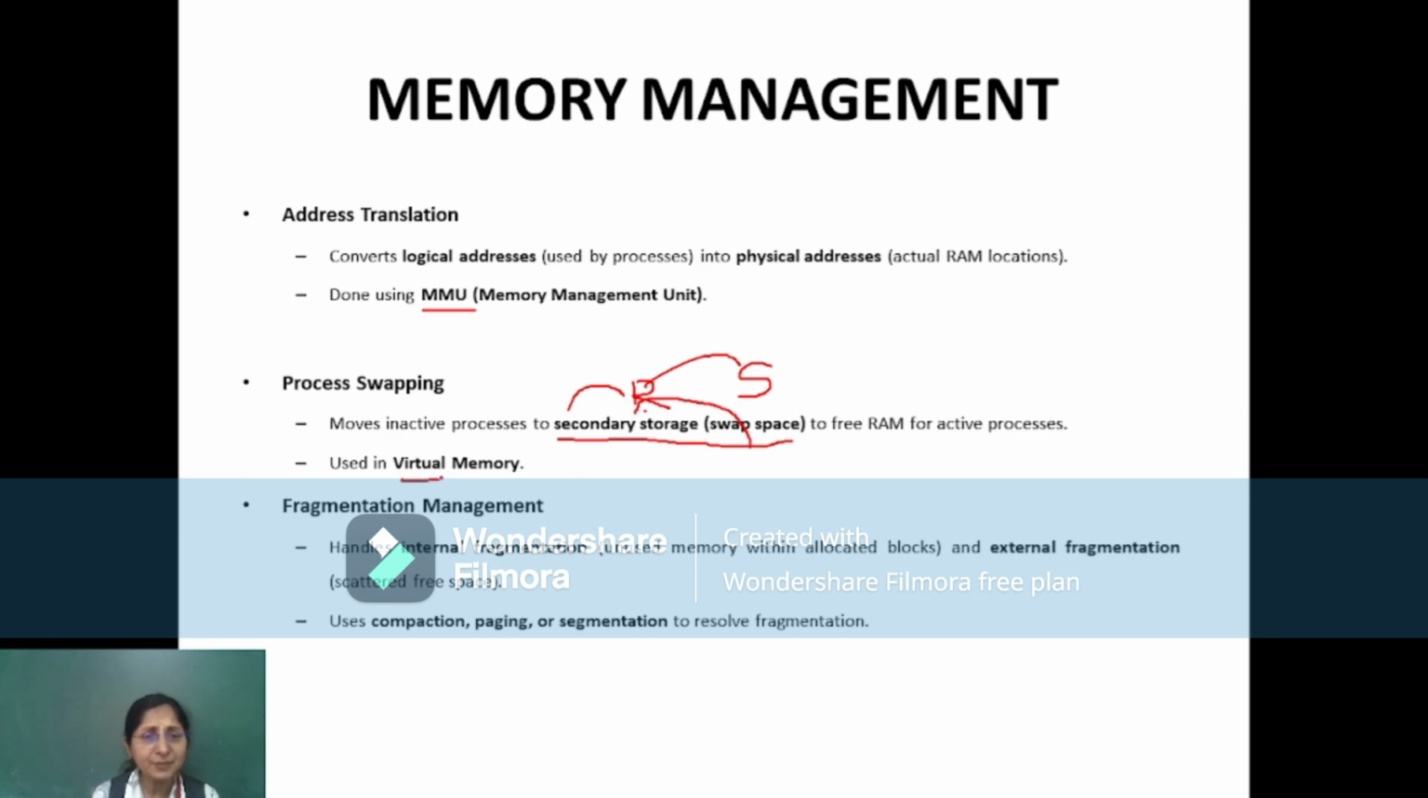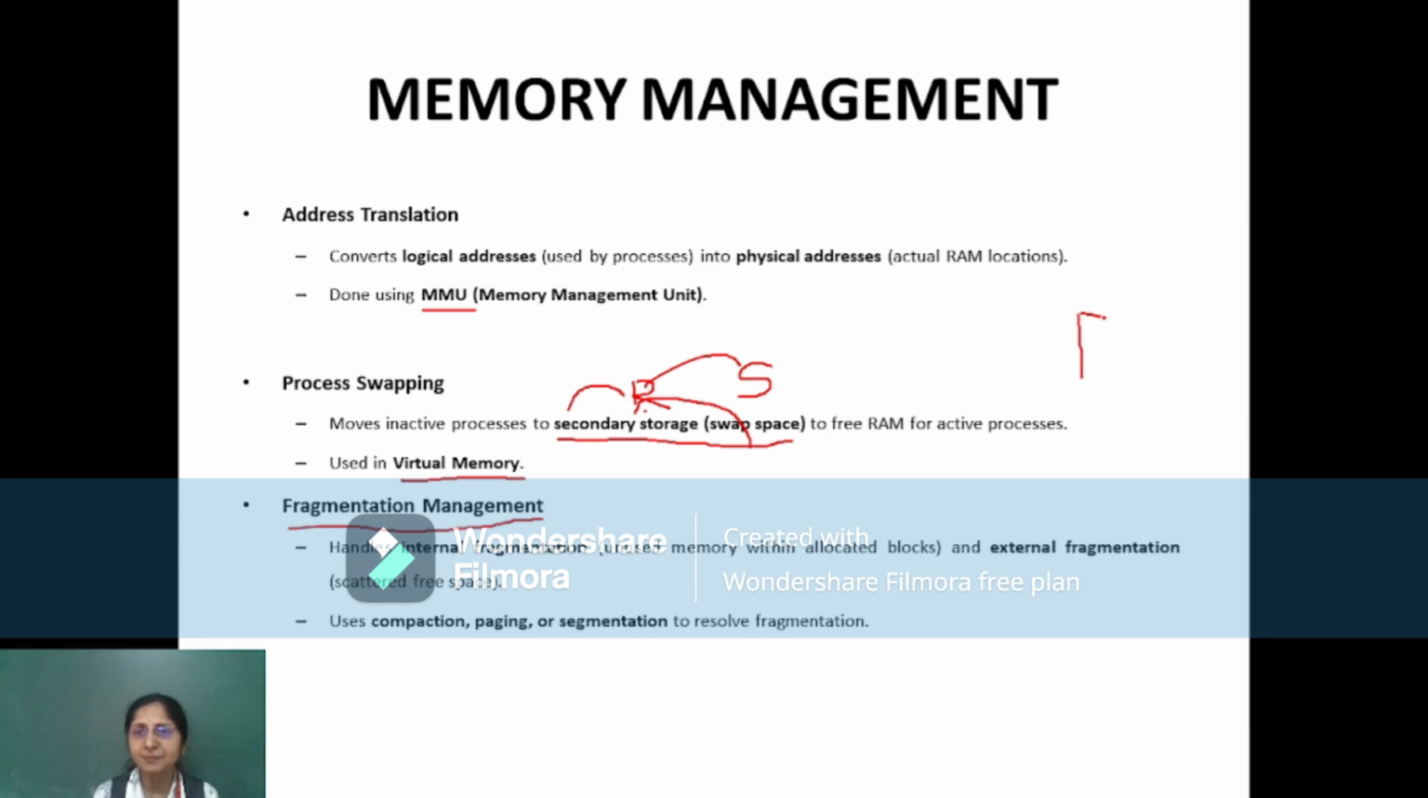And this process swapping is mainly used in virtual memory. What is virtual memory? We will see in the coming sessions. Next functionality is known as fragmentation management. Now what is fragmentation?